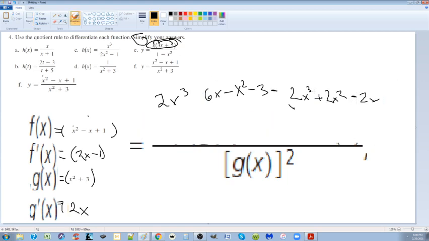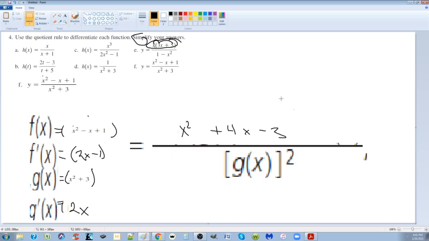But let's look at my apples and oranges. I've got 2x cubed minus 2x cubed. Let's get rid of them. I've got 2x squared minus an x squared. So that's just going to leave an x squared. So let's get rid of them. I've got 6x minus 2x, so that's going to be plus 4x. And then I have a minus 3. And if I could factor that, plus 3 minus 1, no.